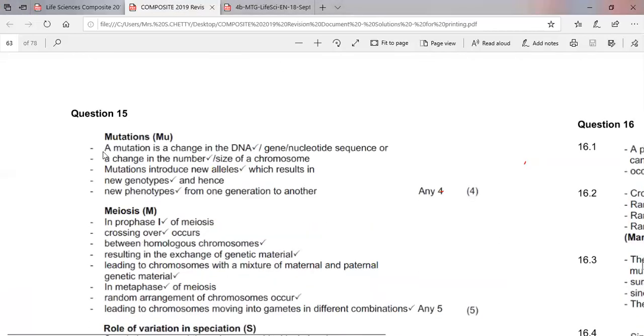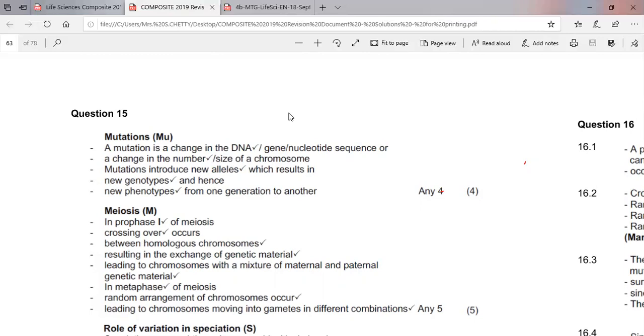Learn this off by heart. A mutation is a change in the DNA or a change in the number or size of the chromosome. Because remember, you've got genetic mutation, gene mutation, and chromosomal mutation. So you can have a change in the DNA, or the sequence of the genes, the sequence of the nucleotides, or you can have a change in the number of chromosomes, like you see in Down syndrome, or the size of a chromosome, number or size of a chromosome.